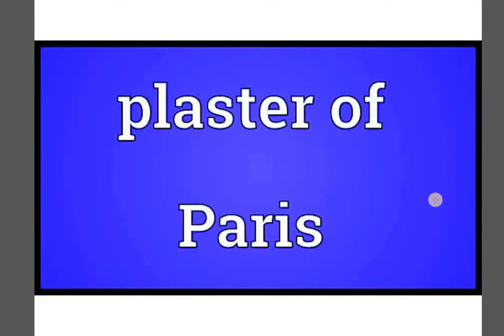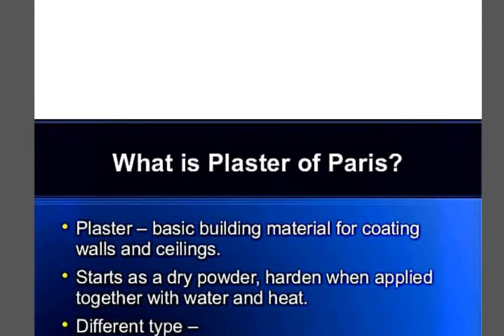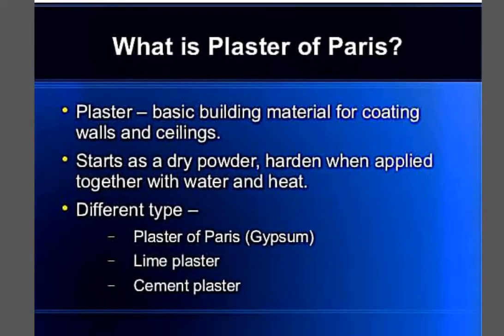Now let's see the different properties and the uses of plaster of Paris, which is one of the other chemicals here. In general, what is plaster of Paris? It is the basic building material for coating walls and ceilings, and it starts as a dry powder which hardens when applied together with water and heat. There are different types of plaster which are available. The most common ones are gypsum plaster, lime plaster, and cement plaster.